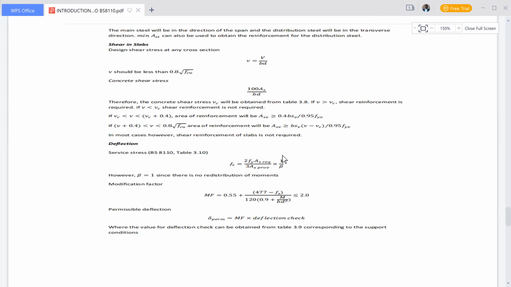We multiply by 1 over beta. But in most cases, we assume beta is 1. So meaning we now do away with this term and remain with the service stress as 2 Fy As required over 3 As provided. So ignore this one because we assume it is 1. Now, modification factor is computed by 0.55 plus (477 minus Fs) over 120 times (0.9 plus design moment divided by bd squared), which should be less or equal to 2.0.